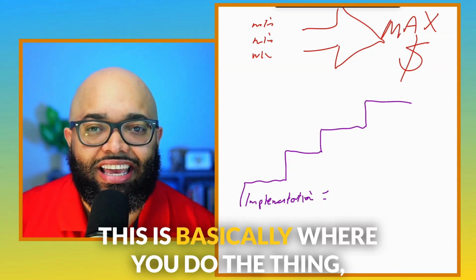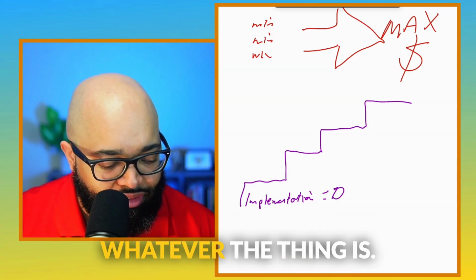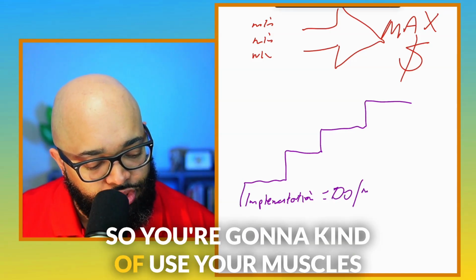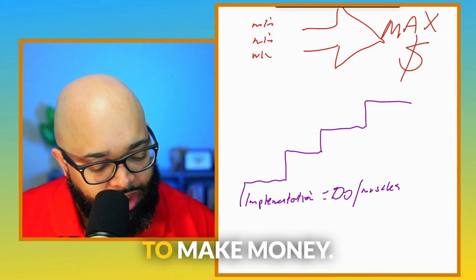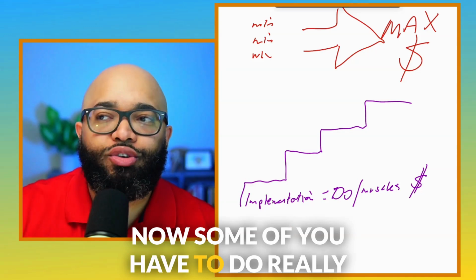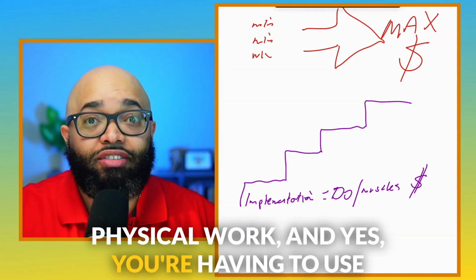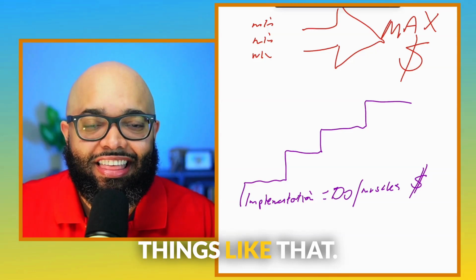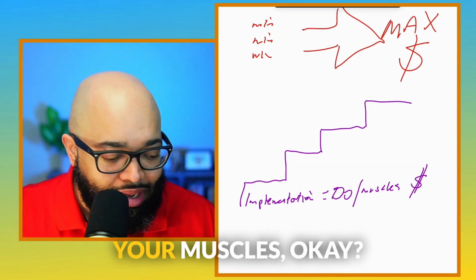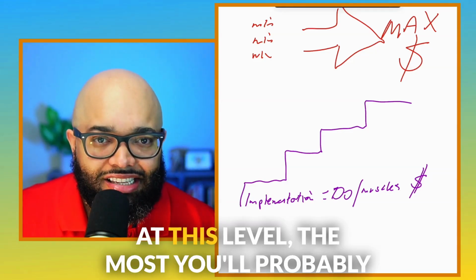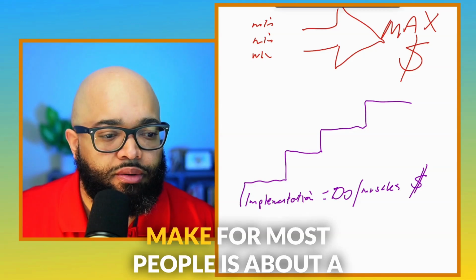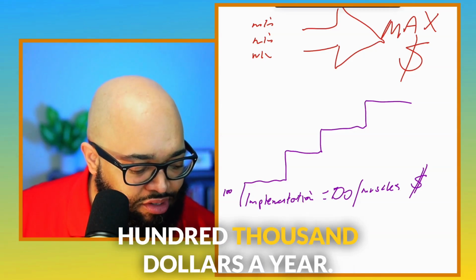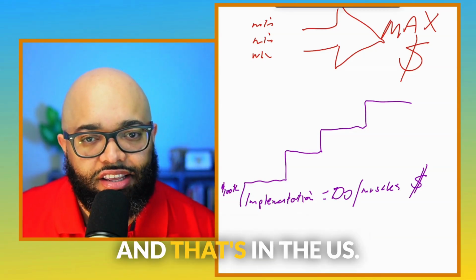Implementation. This is basically where you do the thing, whatever the thing is. So you're going to kind of use your muscles to make money. Now, some of you have to do really physical work, and yes, you're having to use your muscles. In EMS, the work is like lifting patients, things like that. And so, yes, you're actually using your muscles. Okay. At this level, the most you'll probably make for most people is about $100,000 a year. Okay. And that's in the US.